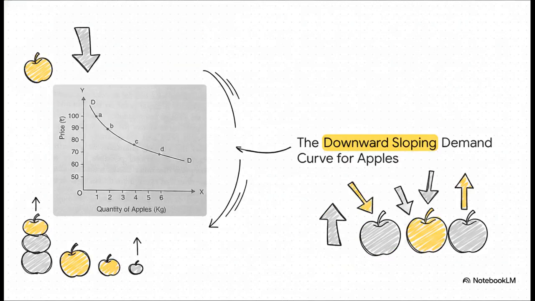Let's move on and see how this builds into the famous downward-sloping demand curve. When you visualize that exact data from the table, you get a perfect representation of that inverse relationship. From the top left all the way down to the bottom right, as the price goes down on the vertical axis, the quantity we demand goes up on the horizontal axis.